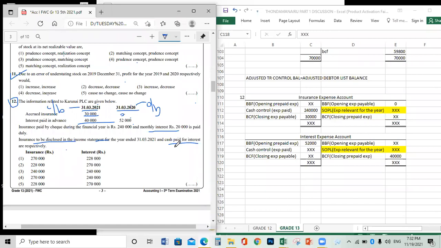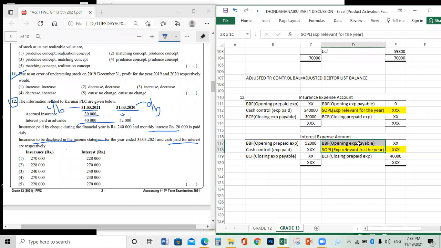Guys, tell me, if monthly interest is 20, what is the annual interest? Annual is going to be 20,000 into 12. That is 240,000. Annual interest is 240. Guys, first of all, we read the requirement.